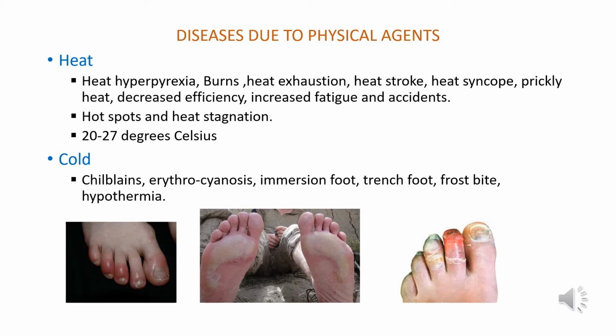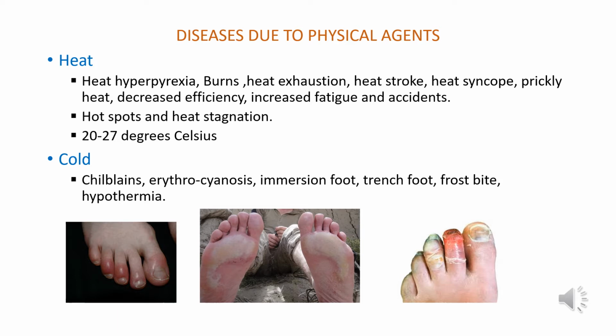So excessive heat may result in heat exhaustion, or heat stroke, or hyperpyrexia, or syncope. Prickly heat is another one of the diseases that may be a result of excessive heat in a work environment. Decreased efficiency, which is very common, and increased fatigue and accidents. All these problems that are due to excessive heat usually occur in occupations where there are hot spots or heat stagnation in the environment.